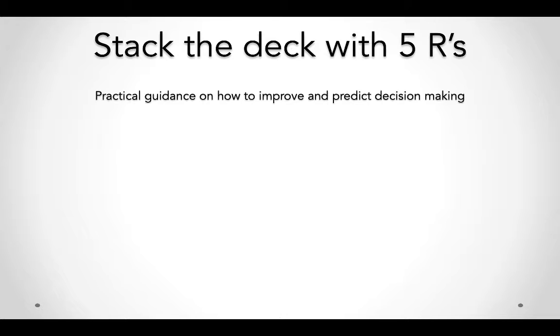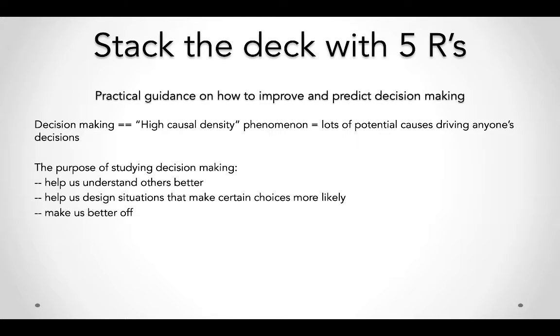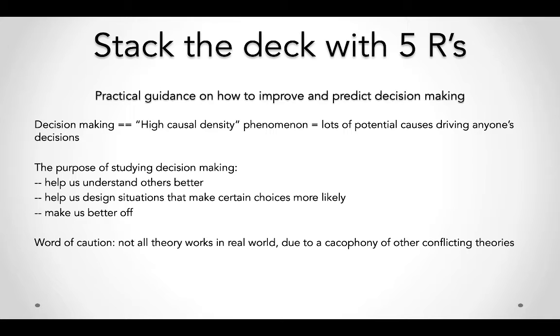Human decision making is complex. It's what scientists call a high causal density phenomenon. That means there are a lot of potential causes driving anyone's decision. So we're going to look into this practical guidance on how to improve and predict decision making, and we call them the 5 R's, because they're all about different preferences. The purpose of studying decision making, as we close, is to help us understand others better, to help us understand ourselves better, and to make us better off.